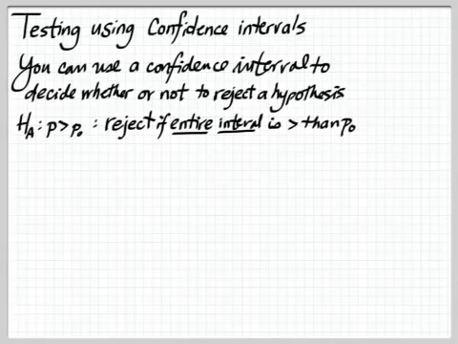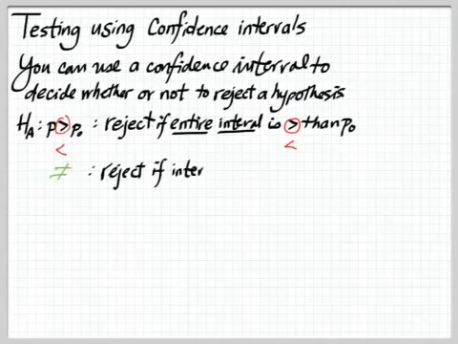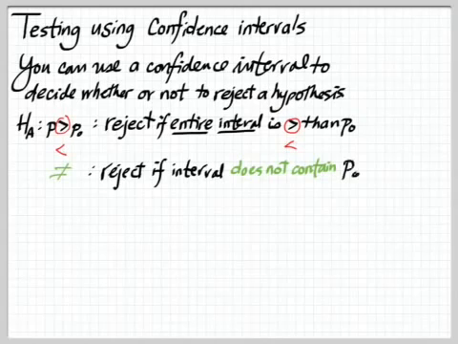Hopefully that makes sense. You're trying to prove that p is greater than some value. You have a confidence interval, and the whole interval is greater than that value. Well, yes, then we would reject the null and accept that alternate. And of course, if the alternate were less than, then this statement is the same except it's less than. Now you want your entire interval to be below whatever your null hypothesis value is. And if your alternate hypothesis is not equal, then you're just going to reject if the interval simply doesn't contain the null hypothesis value, if it just misses it.